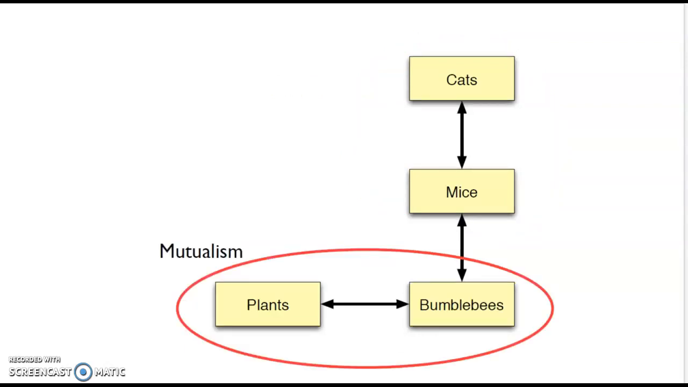Now, the relationship between the plant, in this case clover, and the bee is an example of mutualism. This is because both are benefiting from the relationship. The bee gains nectar as a source of food, and the clover has its pollen transferred to another flower for cross-pollination.